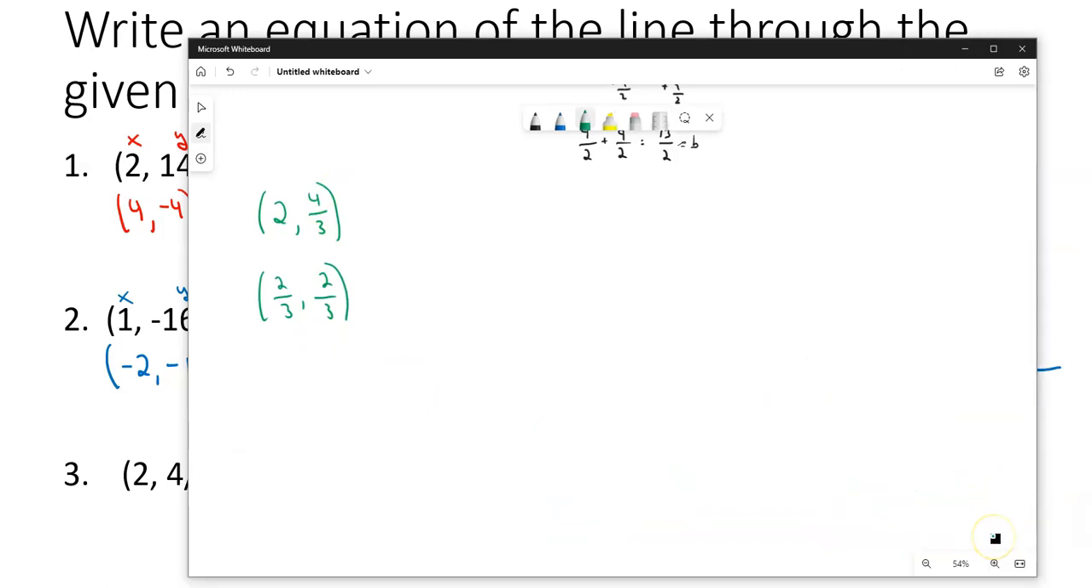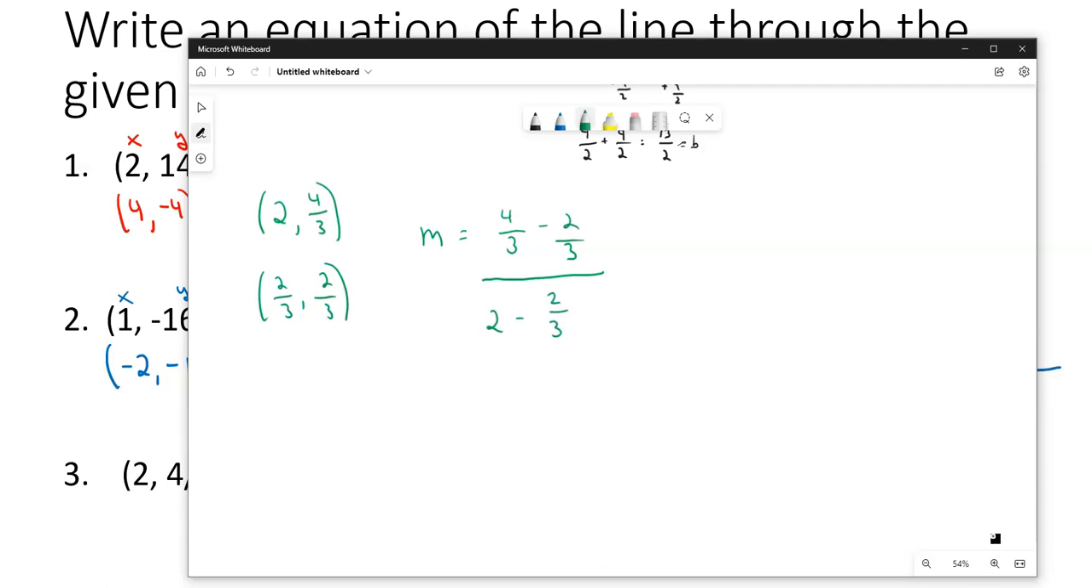All right, so just like before, the first thing we need to find is the slope. Slope is change in y over change in x. So my slope is going to be 4/3 minus 2/3. That's my change in y. My change in x is 2 minus 2/3.